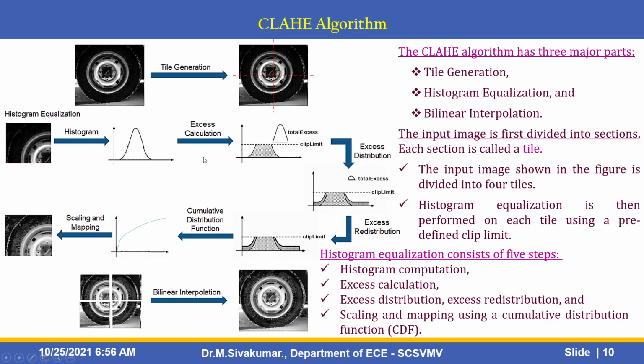This histogram equalization consists of 5 steps. The first one is the histogram computation, and the next ones are excess calculation, excess distribution, excess redistribution, and finally the scaling and mapping using the cumulative distribution function, CDF.